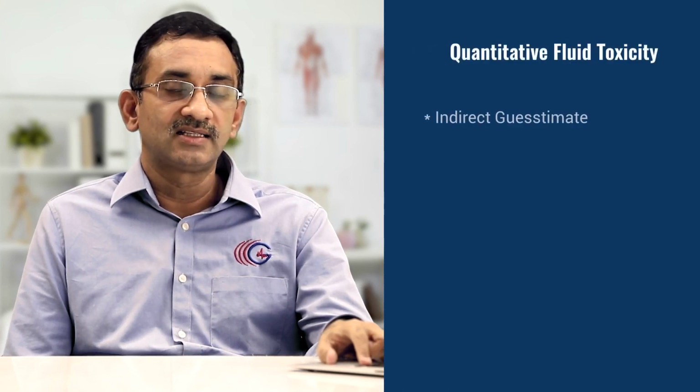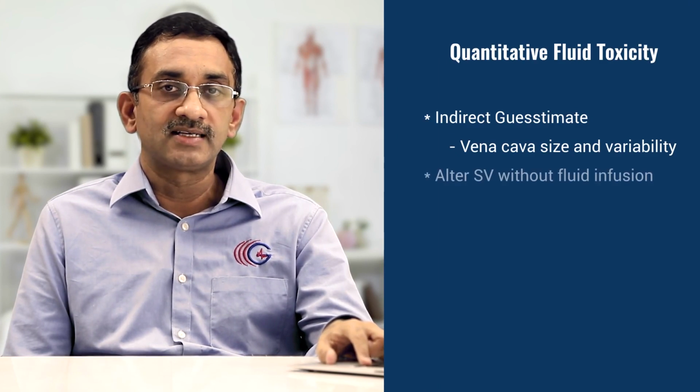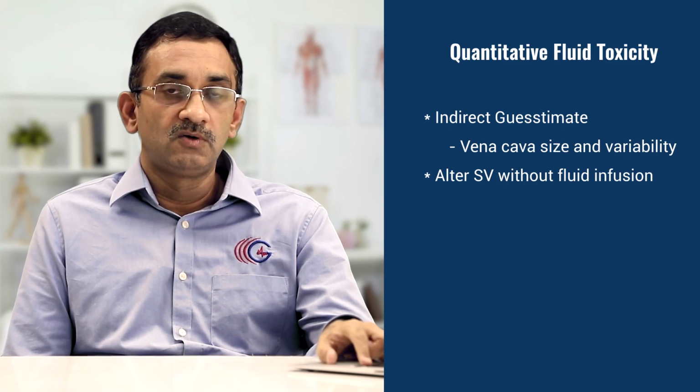Traditionally, we have looked at fluid responsiveness by various mechanisms. The easiest would be the IVC size and the variability in size. We look at the IVC size. If it's less than 1.5 centimeters or 2 centimeters, and if it's collapsing, we consider it to be fluid responsive.